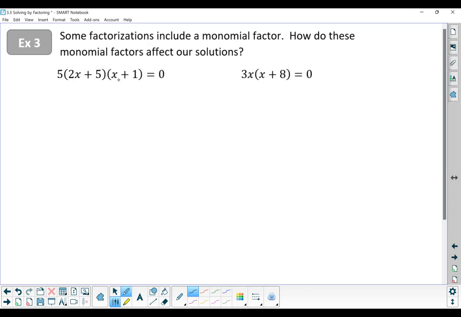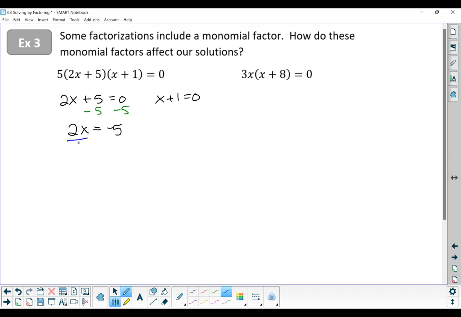The two factors here, where you see the x's, are what contribute our answers to our equation. So we have these two equations, 2x plus 5 equals 0 and x plus 1 equals 0. Each of those is going to contribute one of our answers. So the first factor gives us the answer.